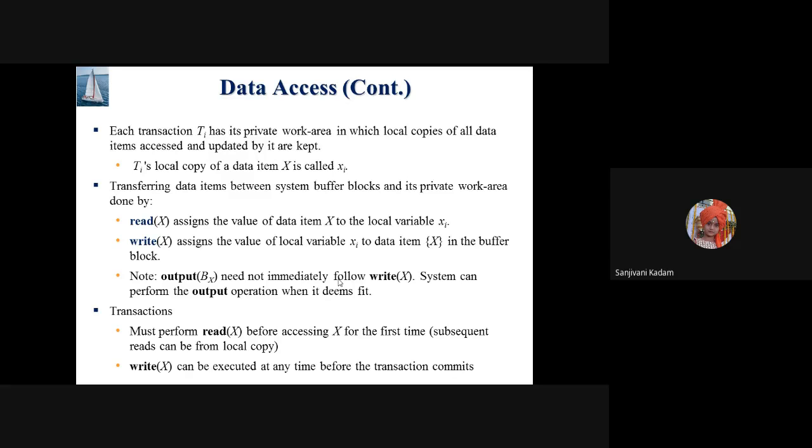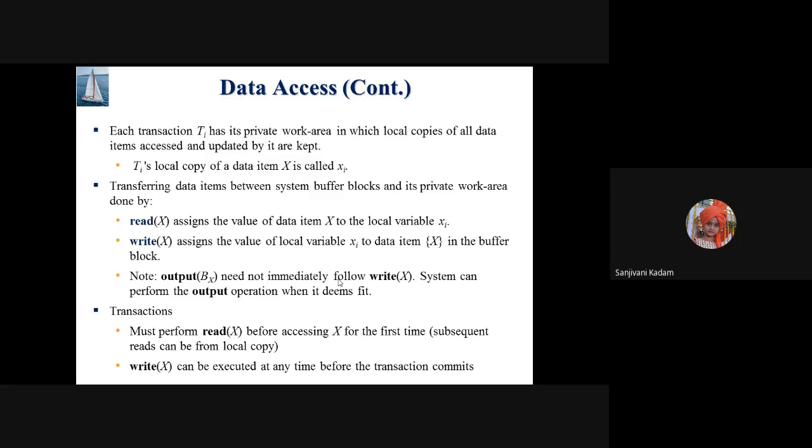Whenever a transaction is using those data items, a local copy will be created in the work area for the transaction, and those will be made available in that work area so that the transaction can perform modifications to those data items. Whenever this local copy is created for Ti, that will be called Xi. Xi means the i-th transaction is accessing data item X. Transferring data items between system buffer blocks and its private work area is through read X and write X.